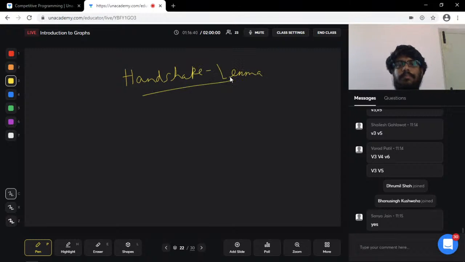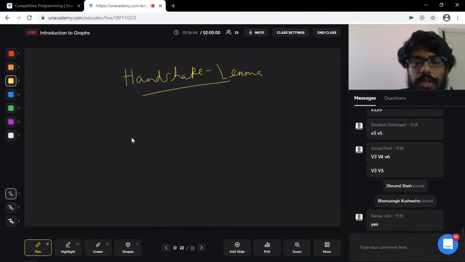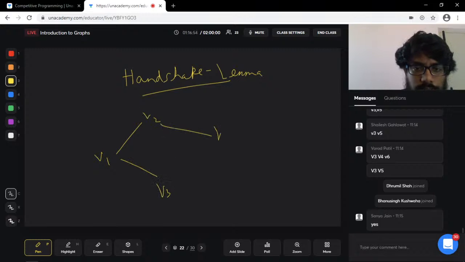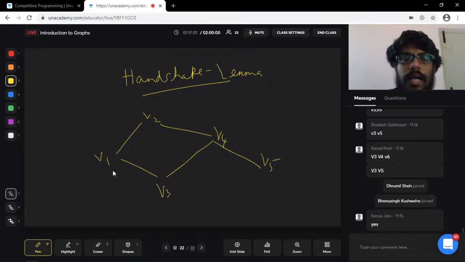This is a very interesting, cute property. What it basically says is take any undirected graph, say with vertices V1, V2, V3, and list down the degrees of all these vertices.